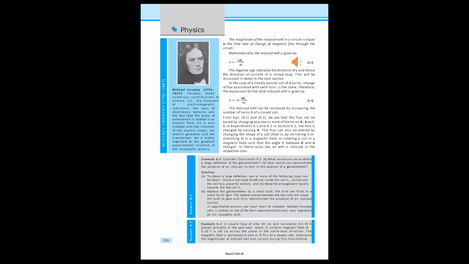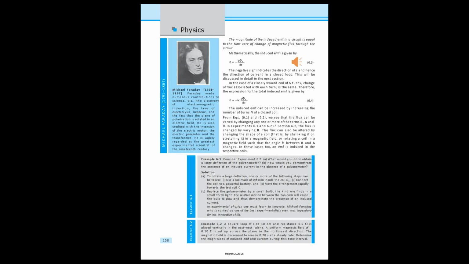In the case of a closely wound coil of N turns, change of flux associated with each turn is the same. Therefore, the expression for the total induced EMF is given by equation 6.4. The induced EMF can be increased by increasing the number of turns N of a closed coil. From equations 6.1 and 6.2, we see that the flux can be varied by changing any one or more of the terms B, A and θ.